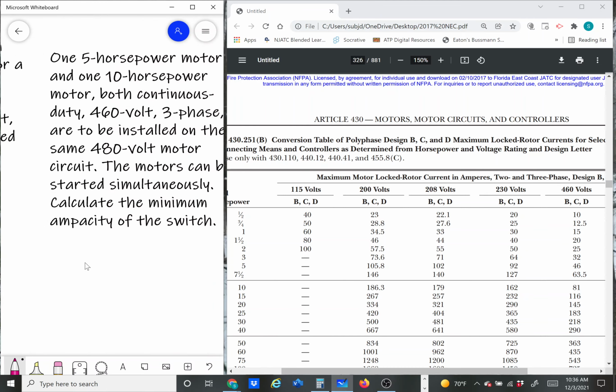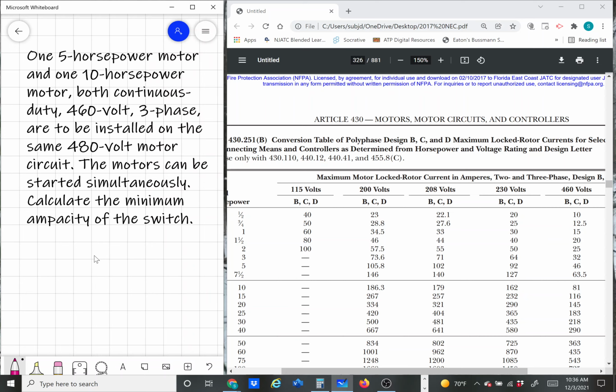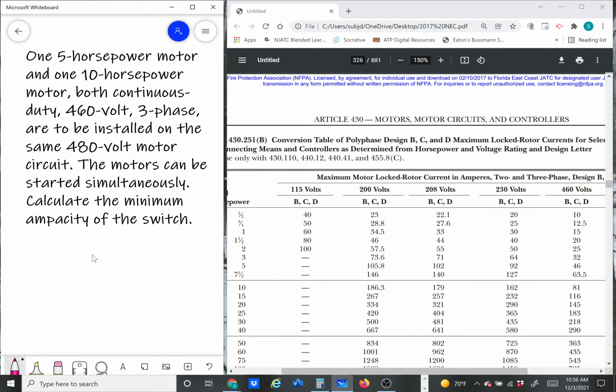Now here's my next curveball. It's going to be one 5 horsepower motor and one 10 horsepower motor, both continuous duty, 460 volt three phase, installed on the same 480 volt motor circuit. They can be started simultaneously. Calculate the minimum ampacity of the switch.